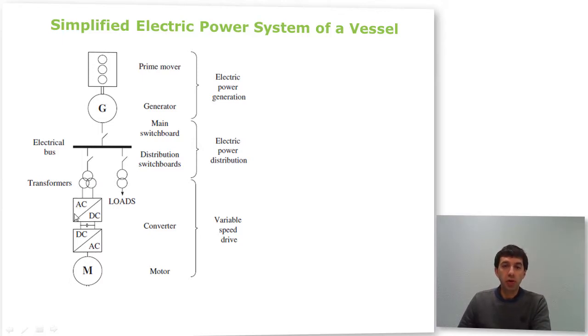So the variable speed drive is composed of the transformer, a power electronic converter, and a motor. Mechanically coupled to this motor, we have the thruster unit or the propeller, which is normally composed of an optional gearbox and the propeller or the thruster itself. So this is the typical configuration of a power system of a vessel.